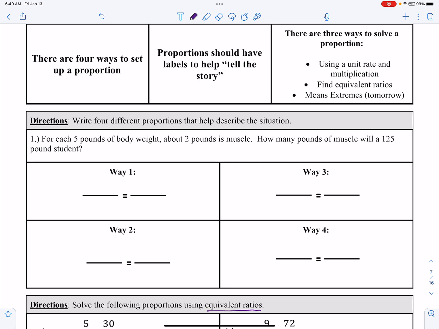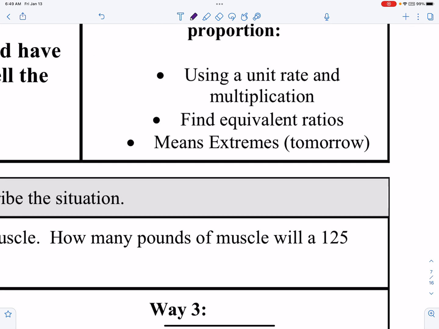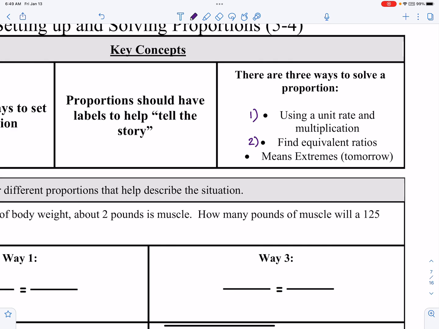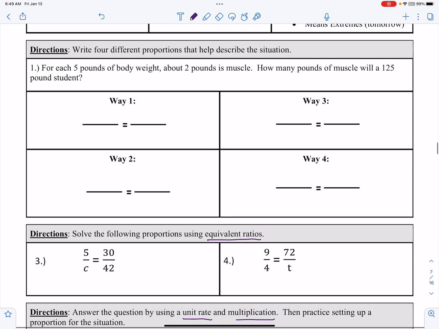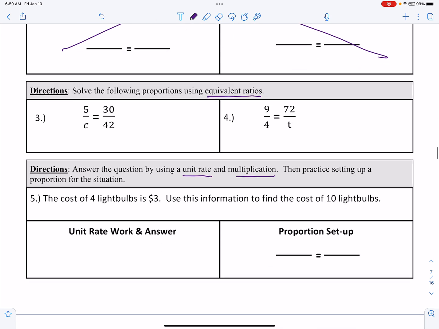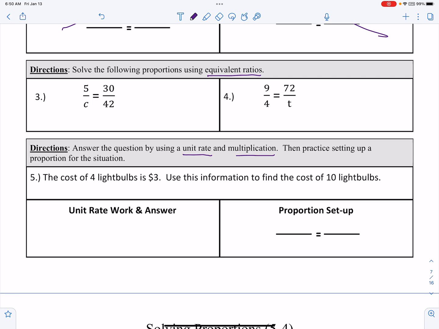So later we'll just do what we normally would do, which is isolate the variable, but I do want you to see some other methods as well, okay? So we're going to talk about today using the unit rate and multiplication to solve, or you could just find the equivalent ratio to solve that missing number as well. Means and extremes will be tomorrow, but the means and extremes is really nice for any type of scenario. Go ahead and cross out this section. We're going to address that as we go through other things. I just want to save you some time. So let's look at 3, 4, and 5 here.